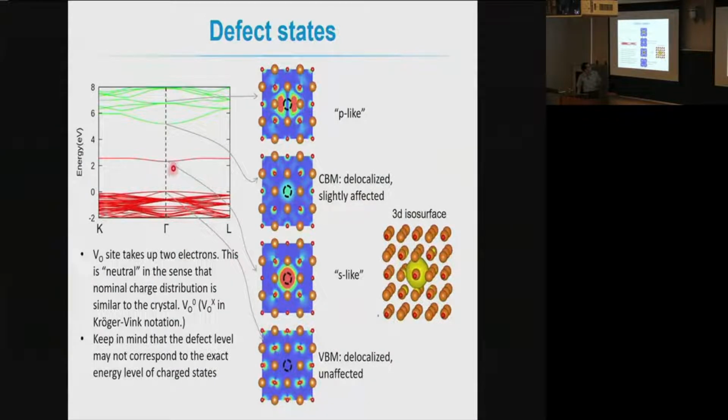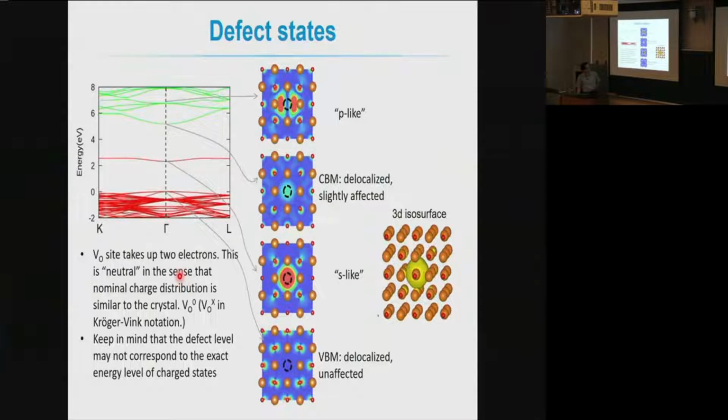All right, and so this state, the S-like orbital at the oxygen vacancy site, is occupied by two electrons. So this is neutral in the sense that its nominal charge distribution is similar to the crystal. In the crystal, this site was occupied by oxygen, and oxygen takes up the two electrons from the magnesium. So oxygen is 2- and magnesium is 2+. Even though there is an oxygen vacancy, it still has the two electrons at this site. It is effectively a 2 minus charge. Very surprising. Even though there's no oxygen, this site behaves like a 2 minus site.